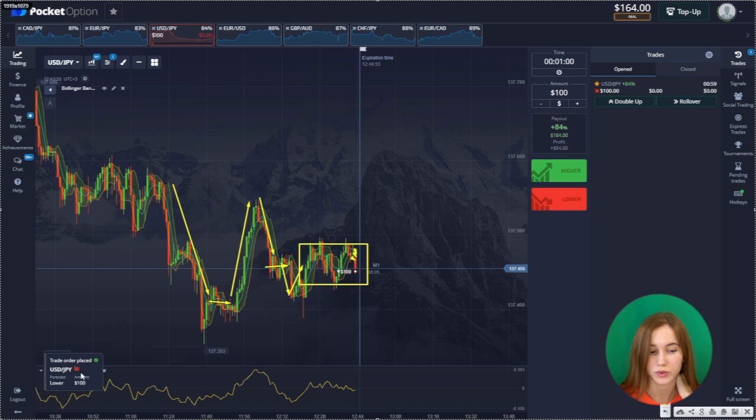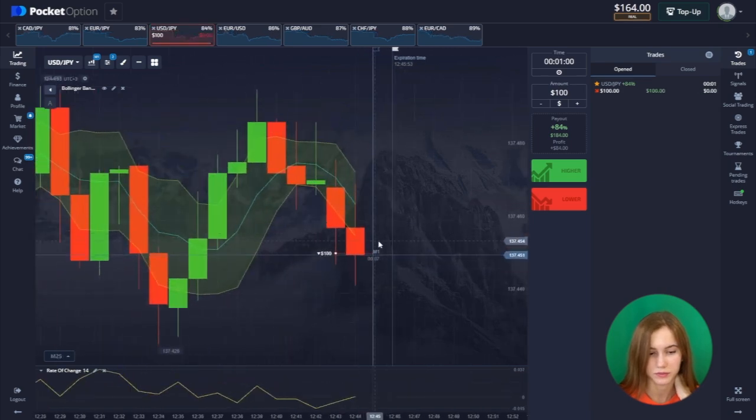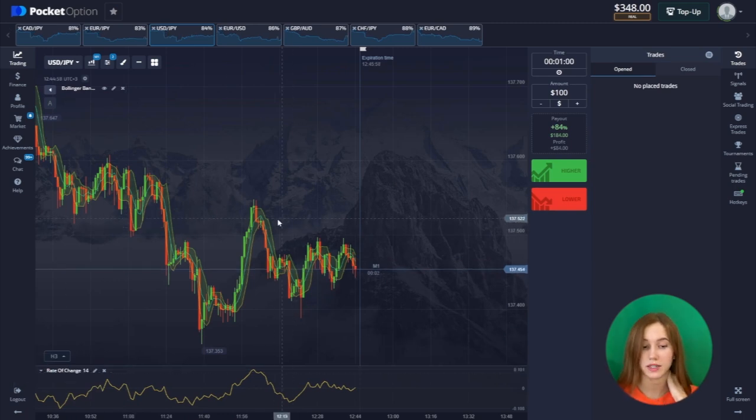So Bollinger Bands also shows us a decline. We are below the zero mark by this indicator, and we're still in decline in the overall picture. 3 seconds left. Zoom it. Yeah, last deal, like the previous one, the profit is $84 as we have percentage. 84. $348. Pretty good.